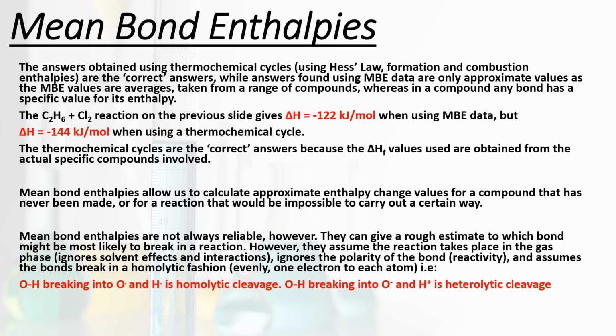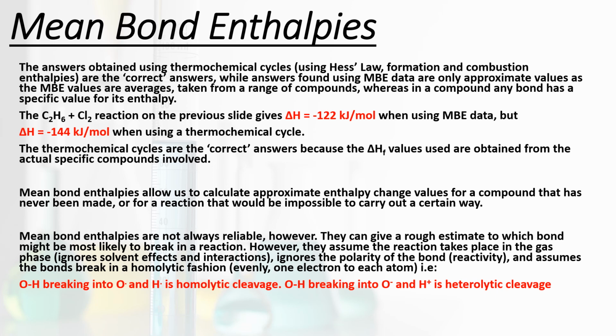However, you might be wondering, well, why use mean bond enthalpies at all? They allow us to calculate approximate enthalpy change values, and this would be very useful, for example, if actually calculating the enthalpy change would be a very laborious process. It would take many experiments. It would be very difficult to do. Potentially a compound that has never actually been made before, we can calculate it to see if it's theoretically feasible, possible or not. Or for a reaction that would just simply be impossible to carry out in a certain way. So they do have their uses. But as we said, they're not always reliable.